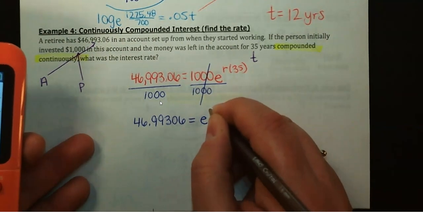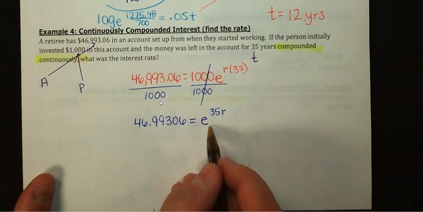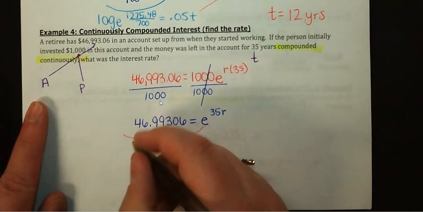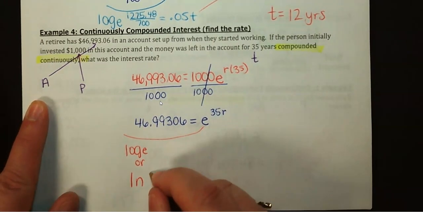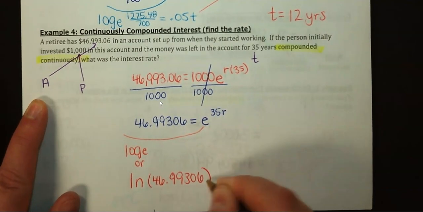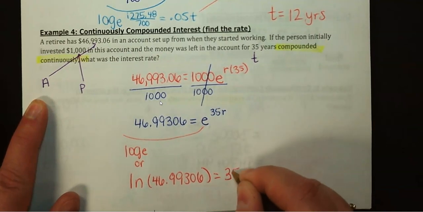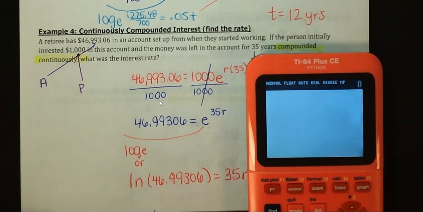This is e, and I'm just going to reorganize my exponent so my 35 comes in front of the r. Okay, all you got to do to get that variable out of your exponent is convert this to a log real quick. So this becomes log base e, or log base e is just the natural log. So I'm just going to do natural log of that 46.99306. And that brings that 35r out of the exponent down on the level with the rest of the question. So we're just going to do natural log of that lovely decimal there. And then to get our interest rate, we're going to have to divide by 35.